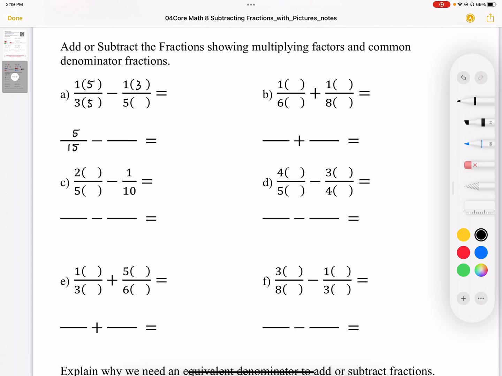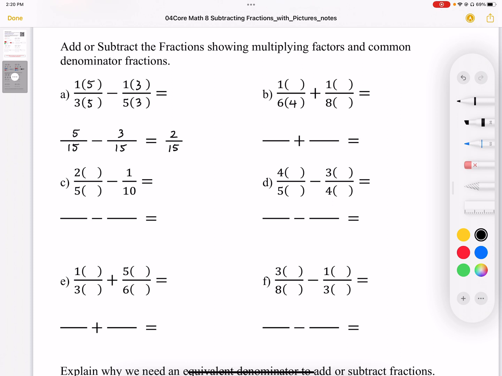I need a times 3, times 3. That's going to give me 3 over 15. And once we have written the common denominator fraction, we're going to subtract them. So 5/15 minus 3/15 gives us 2. And again, we never change the denominator when we're adding and subtracting. So we have 2/15.